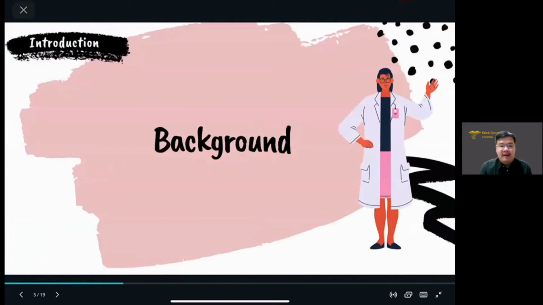The first one is the introduction and the background. To maintain the homeostatic condition in our body, we surely need energy, which we generally gain from consuming food. Our body will not be able to completely process these foods, and there will be some waste that needs to be excreted from our body.